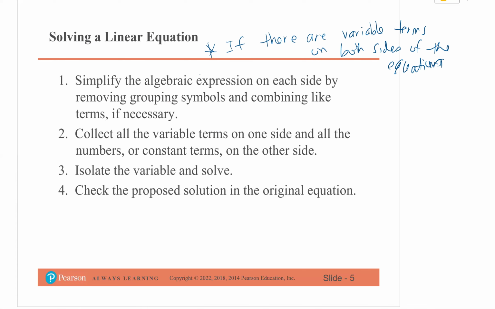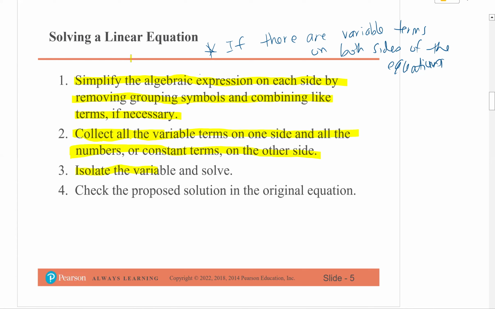So first, if it's a more complicated equation and you want to bring all the x terms together, if you have x on both sides, first simplify any algebraic expressions on either side by removing grouping symbols if they're there, and then combining like terms, if necessary. Sometimes it's not necessary to do that. Maybe there are no grouping symbols, or there are no like terms on each side. And then whether you do it or not, the next step would be to collect all the variable terms on one side and all the numbers or constant terms on the other side.